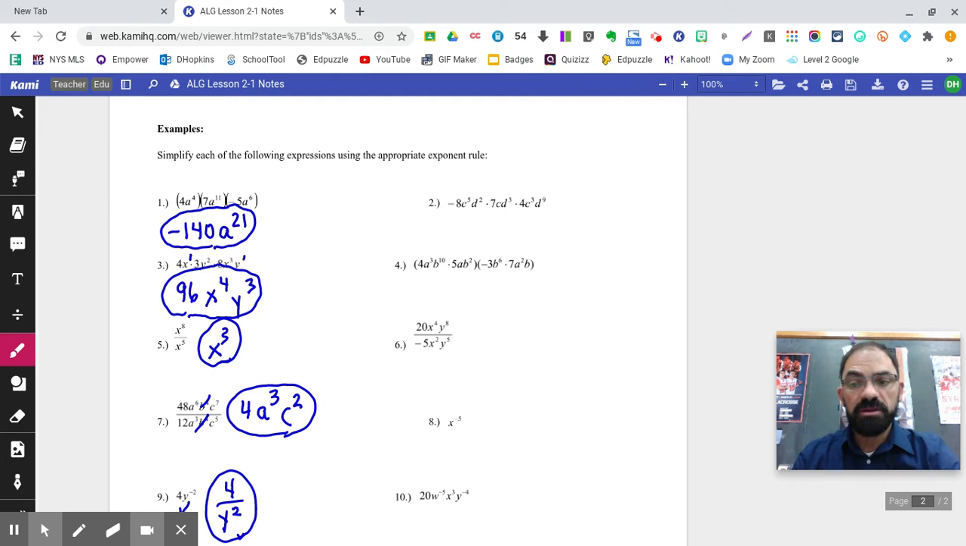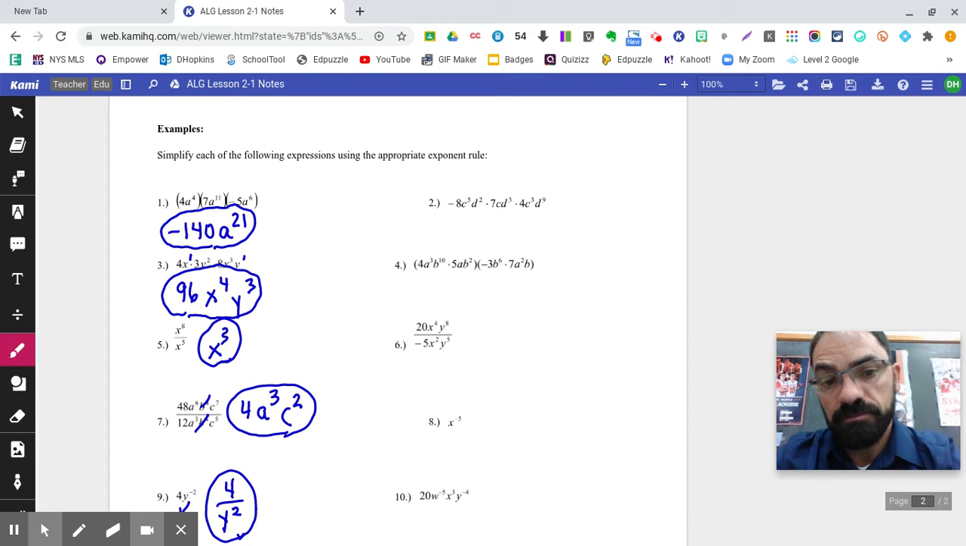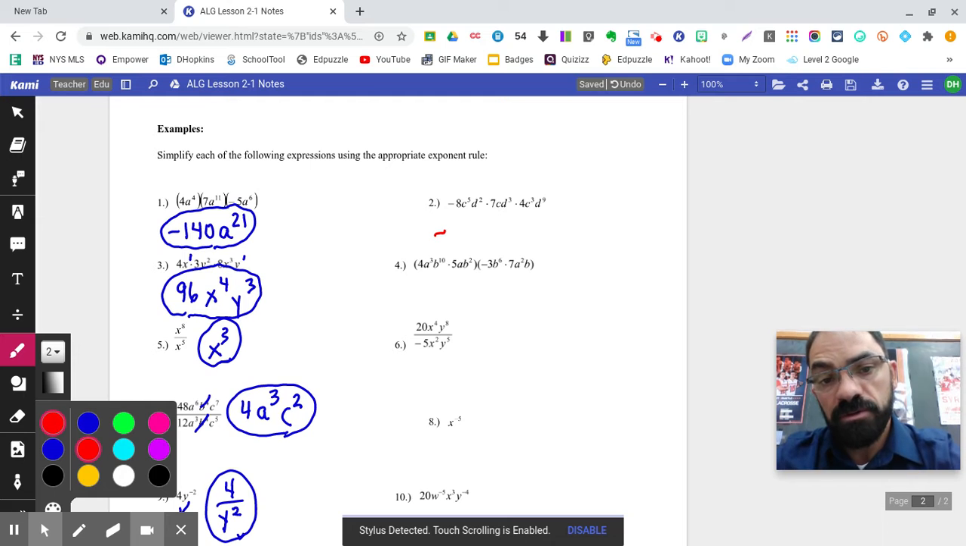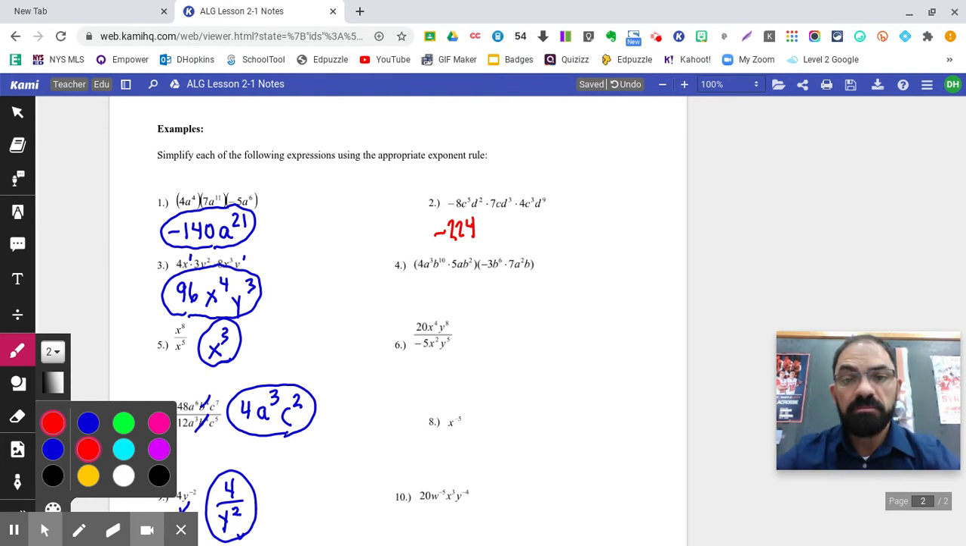I can multiply the numbers that are out front together, so make sure your calculator is handy. Negative 8 times 7 times 4 will give us negative 224. Let's turn this on red, negative 224. And then I can multiply exponents with like bases. And when I multiply exponents with the same base, remember I add them.